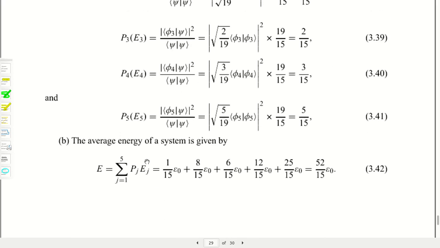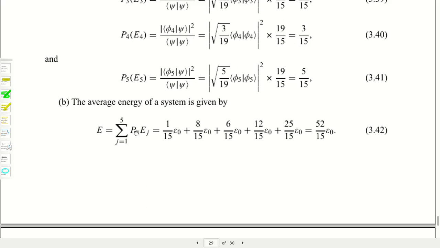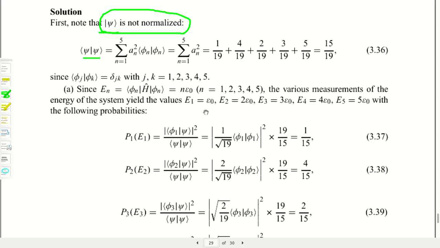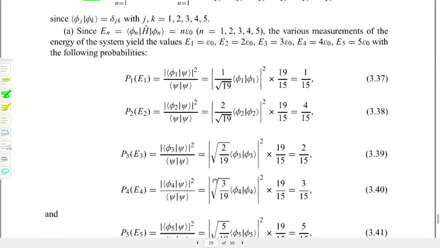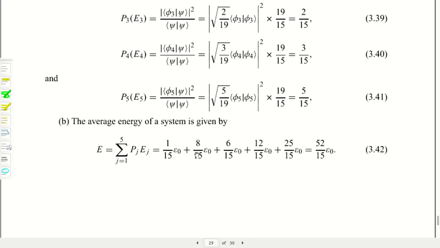The next task is to find the average value, the average energy. Just sum Pj Ej, j from 1 to 5, because E1, E2, E3, E5 we know. How? Here E1 is epsilon, E2 is 2 epsilon, it is given in the problem, n epsilon. So each value is known and each probability is known. Multiply them and you will get the result: 52 by 15 times epsilon naught will be the average result.